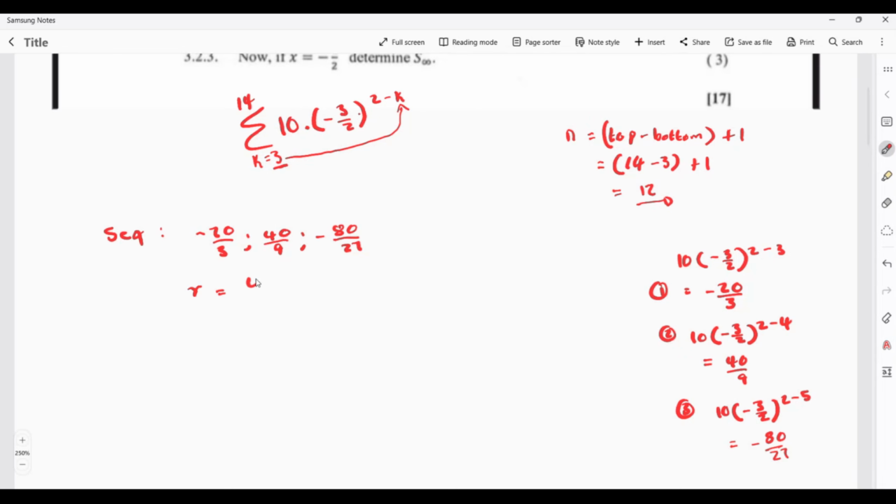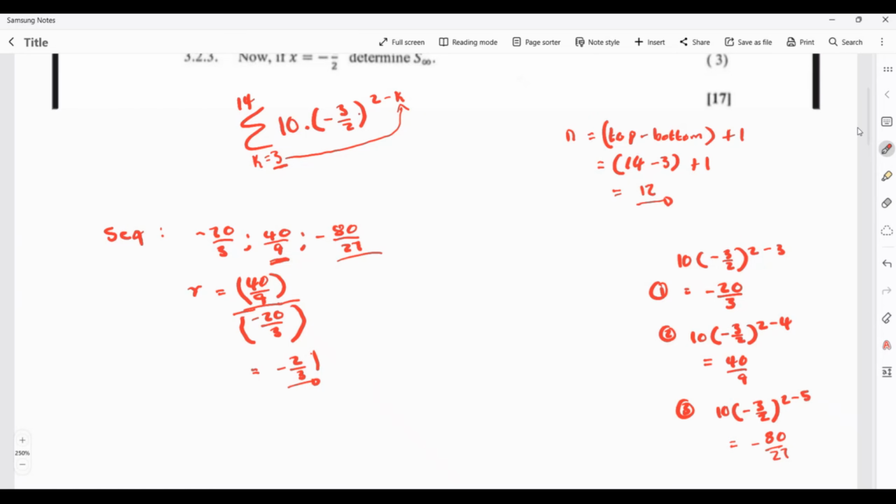So it's going to be 40 over 9 divided by negative 20 over 3. To do this in your calculator, you put the numerator in a bracket, and you also put the denominator in a bracket divided by 3. And then you get your answer as negative 2 over 3 over there. And if you also take this and divide it by this, you're going to get the same, which means that is the common ratio.